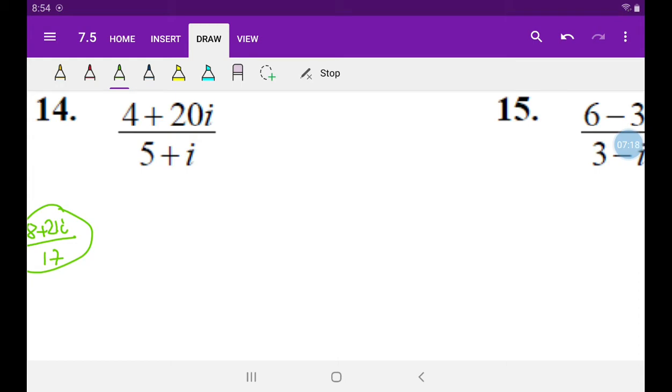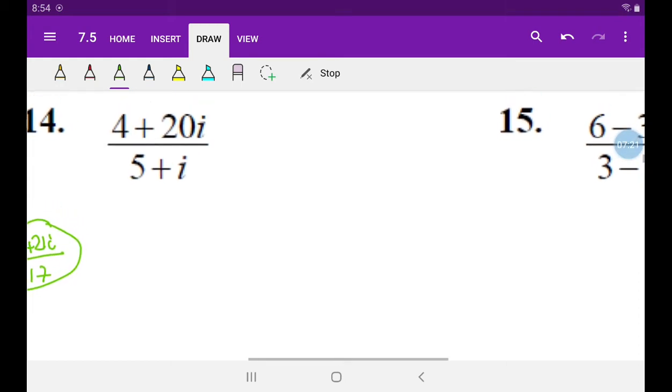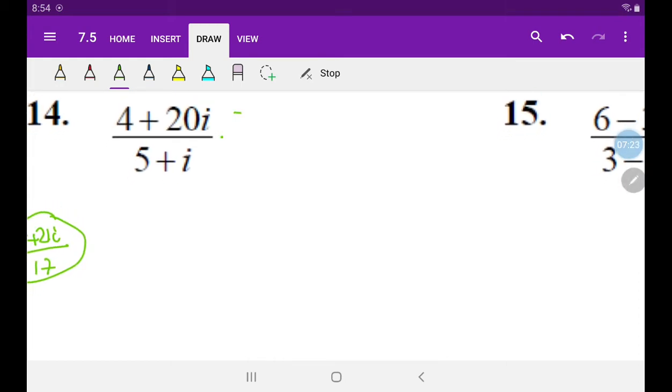So we'll multiply this one by 5 minus i over 5 minus i, okay? And so again, we'll FOIL in our numerators. So if I do my firsts, well, 4 times 5 is 20. My outers, 4 times negative i, that'll be negative 4i. My inners, let's see, 5 times 20i, that'll be plus 100i. And then my last, 20i times negative i, that'll be negative 20i squared, okay?